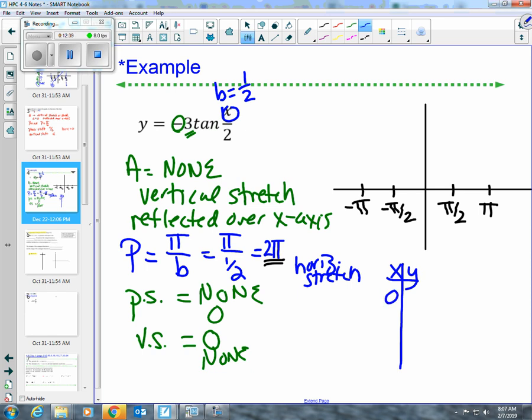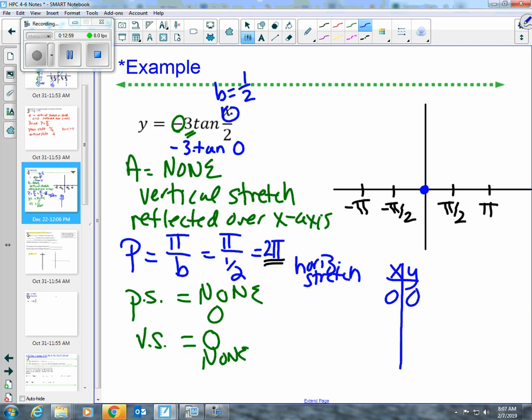Let's put in 0. If you put 0 back into this original equation, you'd be doing the tangent of 0 over 2, which is tangent of 0. Well, tangent of 0 is 0. And then you're going to multiply that by negative 3. It's still 0. Doesn't change at all. So that point, the middle of a tangent graph, is the middle. That's where that point always is.